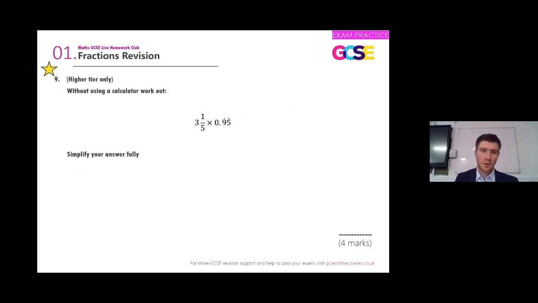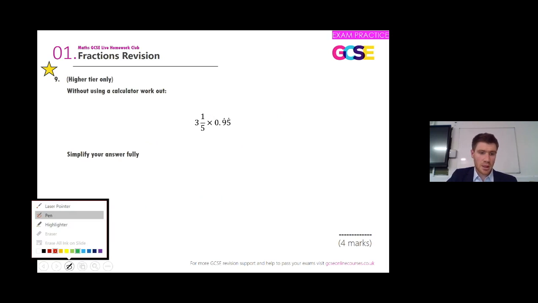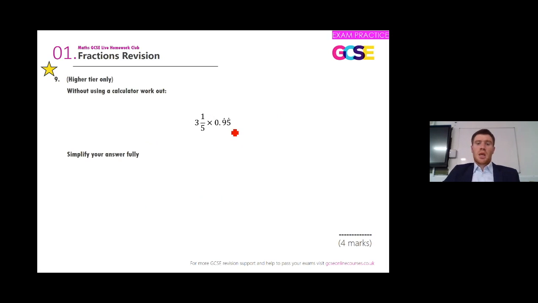Okay. Final one, higher tier only. This is recurring decimals to fractions. Not too difficult, if you've done the skill. Now, this is solely for higher, you are not needed to do this on the foundation, and it's quite a high level topic. The first thing we want to do is convert this into a fraction. x is equal to 0.95, both recurring. We are setting it equal to x.